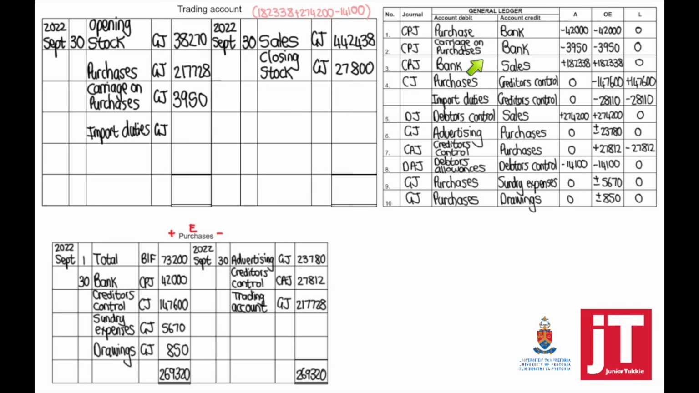Transaction number 2, we had carriage on purchases, 3,950, and then if you look at transaction number 4, import duties was 28,110. Once we've taken all the totals to the trading account, we can now close off this account. Start by the credit side, add everything on the credit side, minus everything on the debit side. That is my gross profit, which will be taken to the profit and loss account.